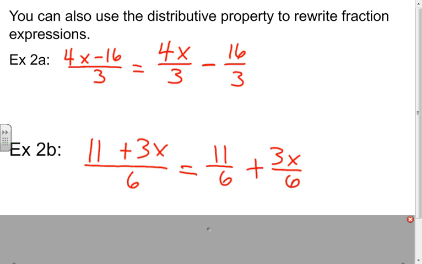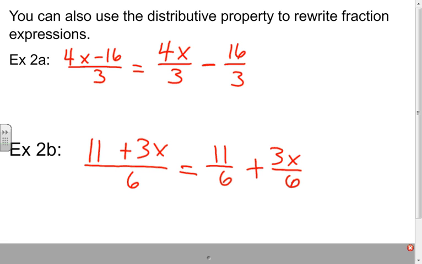And now I simplify if possible. I can't simplify 11 over 6, but I can simplify 3 over 6. 3 over 6 turns into 1/2. The x stays on top. Okay. 2 more examples in this part.